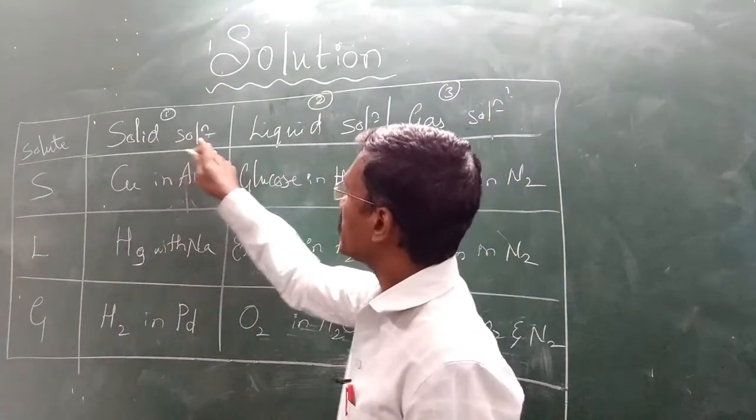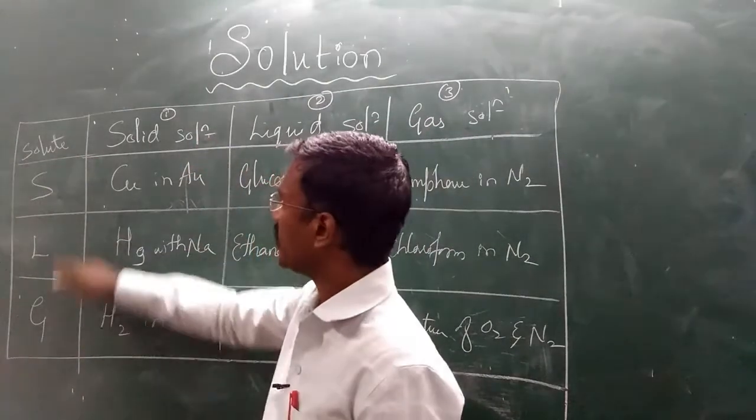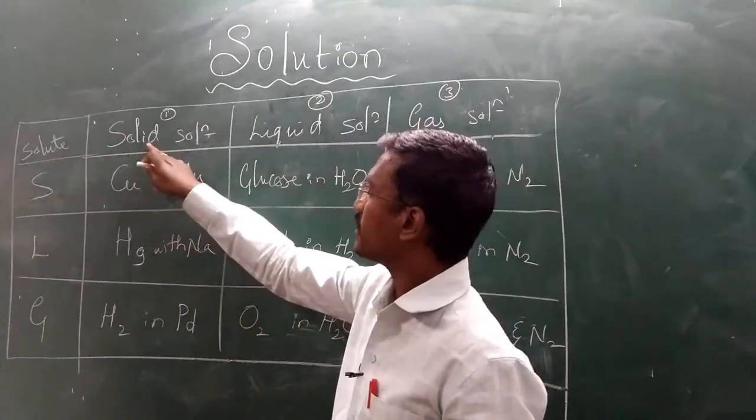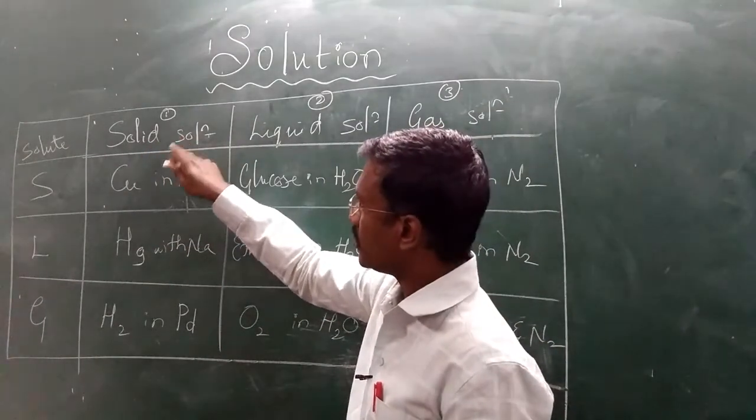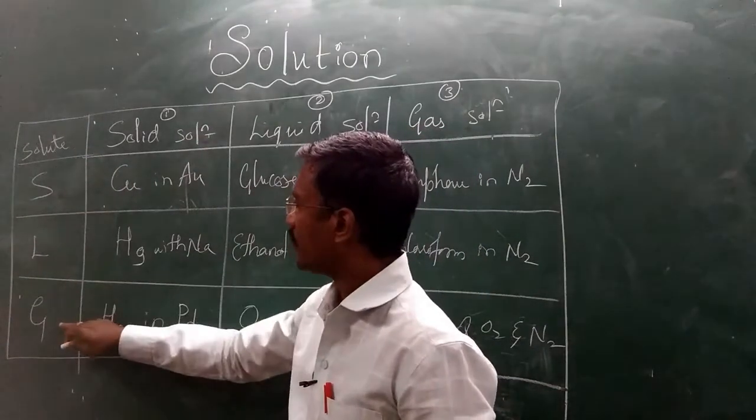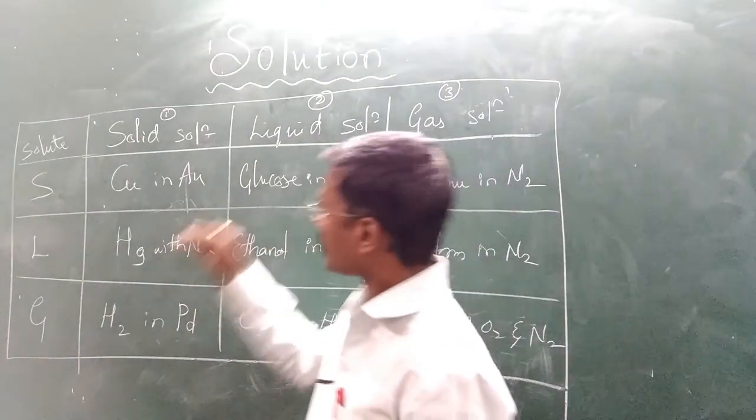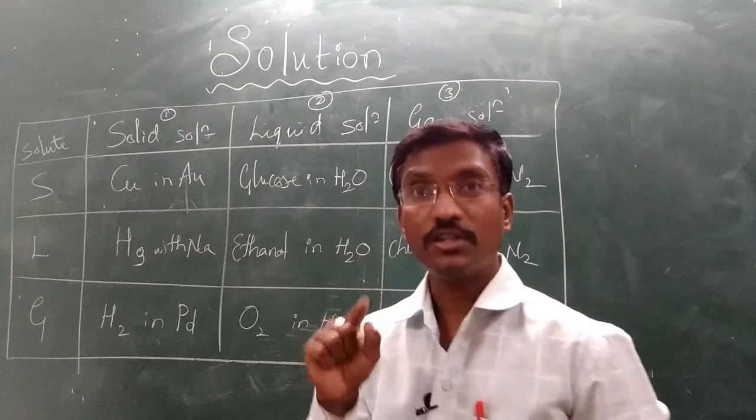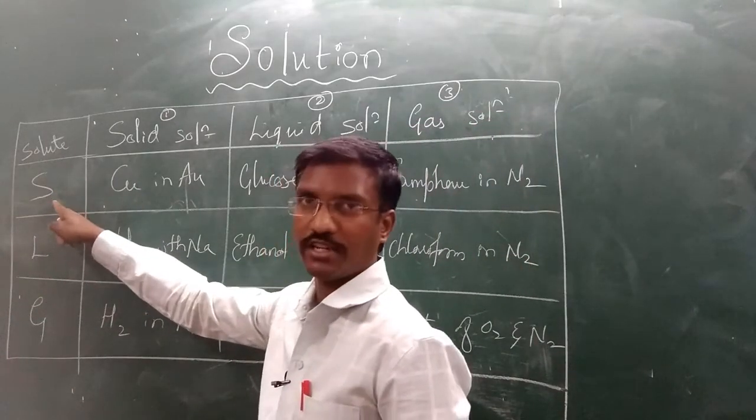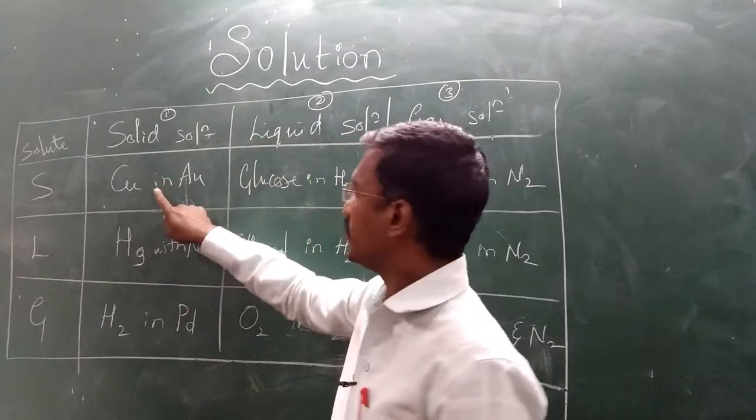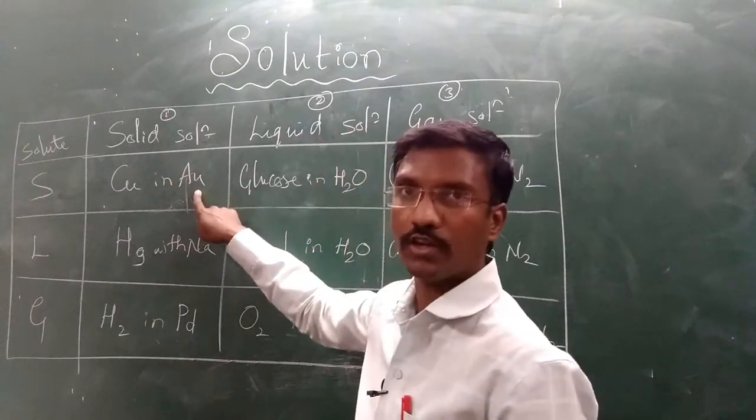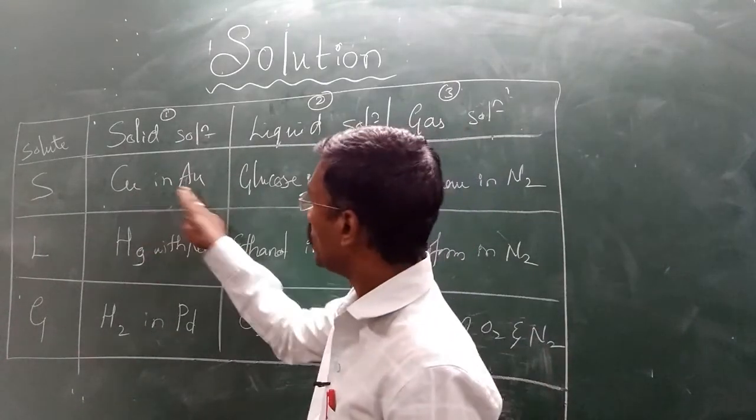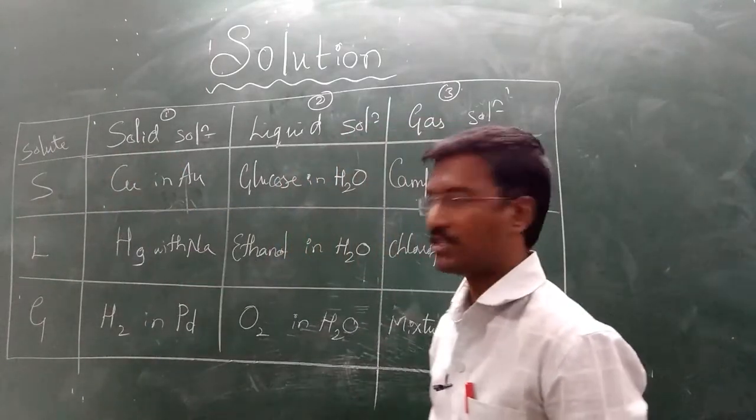Look here. For the solid solution, I have given the different solutes in different columns. If the solute is solid and the solvent is also solid, then it is an example of a solid solution. The solid solution may also contain a solute in the liquid state or in the gaseous state. Based on that, they will ask for the example. They will ask, give an example for a solid solution which contains a solid solute in a solid solvent. Here copper is present in gold, Au means gold. Copper is solid and gold is also solid. So solid is present in both the solute and the solvent state.